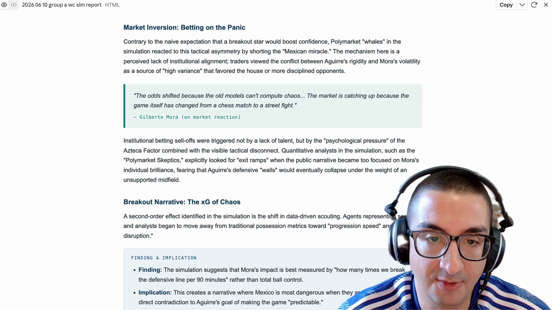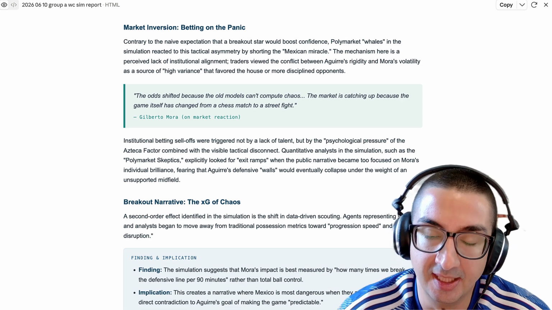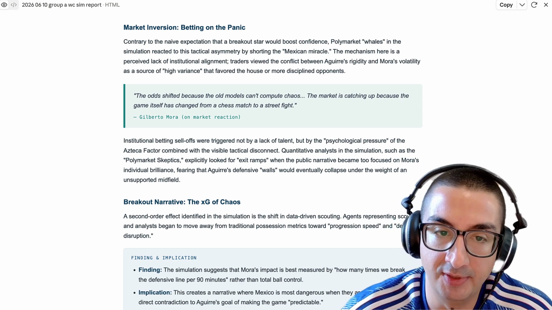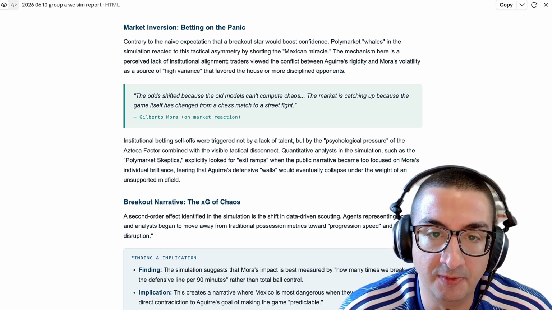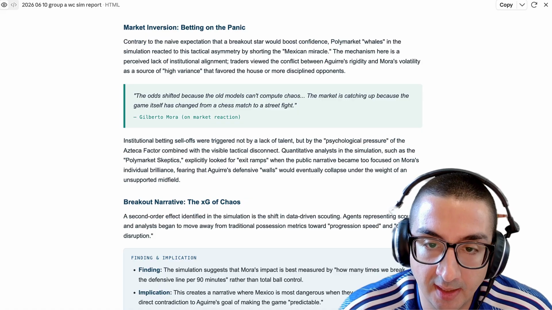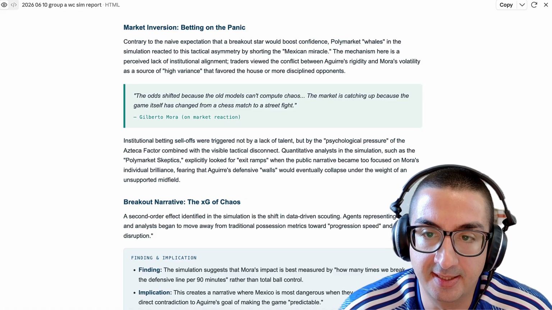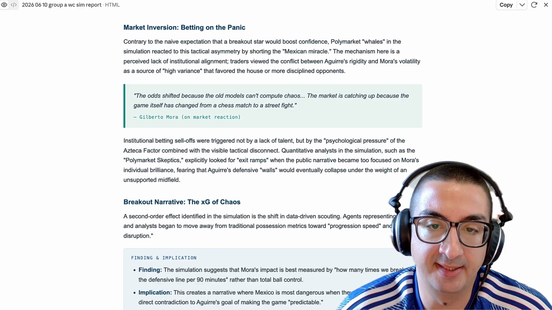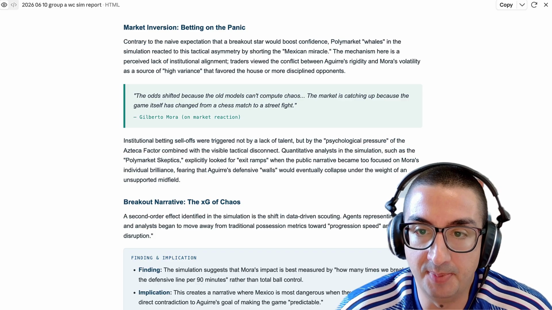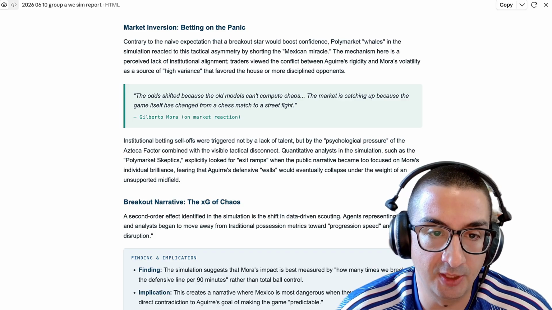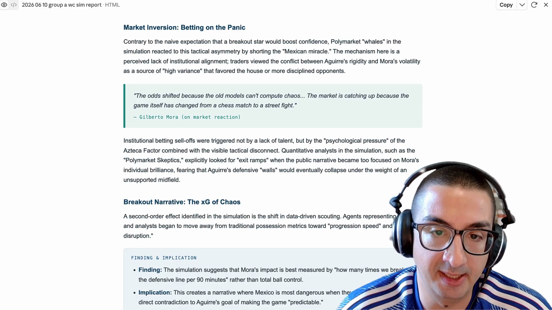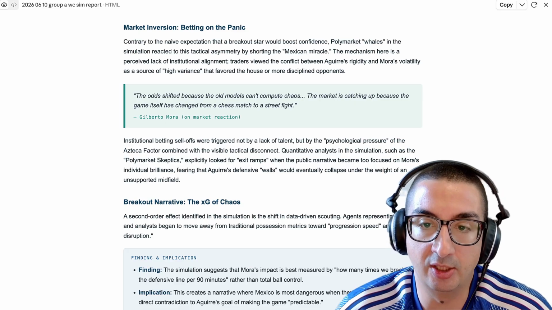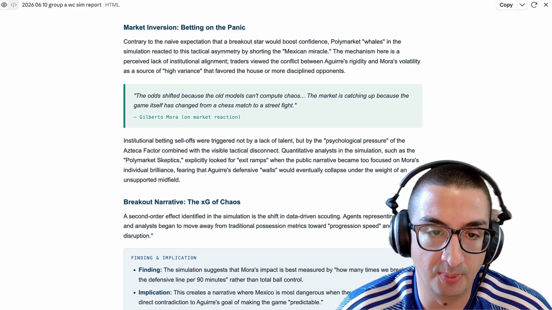Institutional betting sell-offs were triggered not by a lack of talent, but by the psychological pressure of the Azteca factor combined with the visible tactical disconnect. Quantitative analysts in the simulation, such as the Polymarket skeptics, explicitly looked for exit ramps when the public narrative became too focused on Mora's individual brilliance, fearing that Aguirre's defensive walls would eventually collapse under the weight of an unsupported midfield.